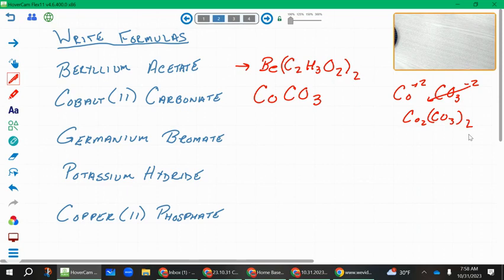Questions? Yes, Declan. Aren't we supposed to show like a Roman numeral somewhere? No. The only time we use a Roman numeral is in the name. The only reason we put a Roman numeral in the name is if we don't know what the charge of this can be. Okay? So again, we don't use any Roman numerals in here. The Roman numeral, though, Declan, is what gave us this charge. That's what the Roman numeral does for us. Questions?